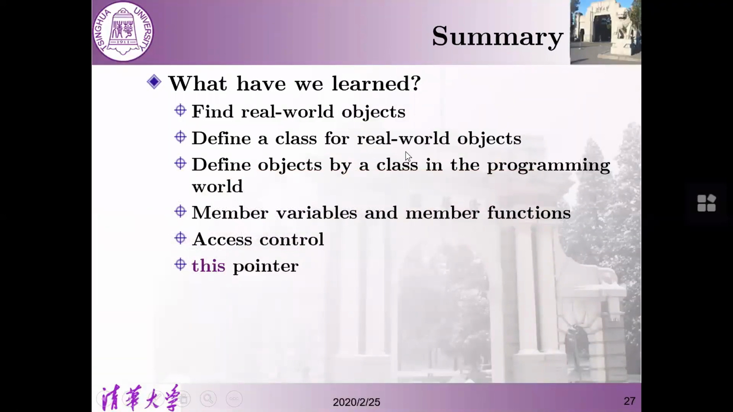So for summary, for this slide, we have learned objects and classes, access control, abstraction and encapsulation, right? I think abstraction and encapsulation are two key OOP features we need to know, right? And also the this pointer.